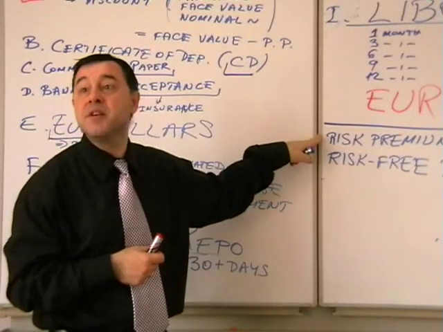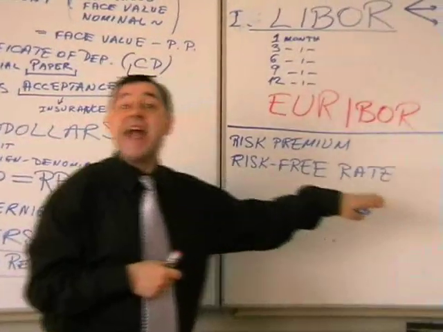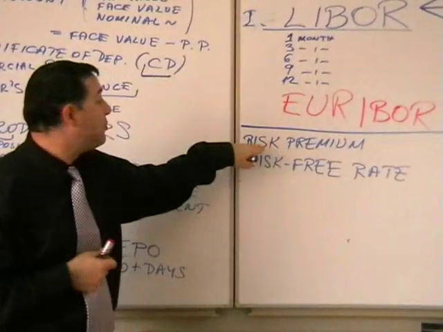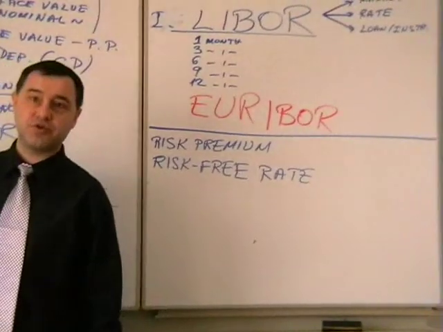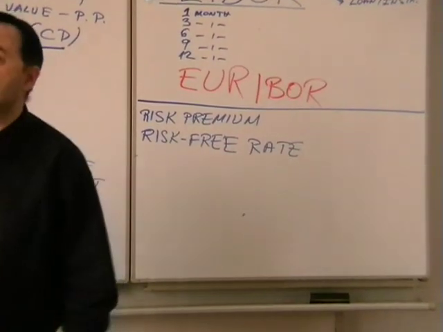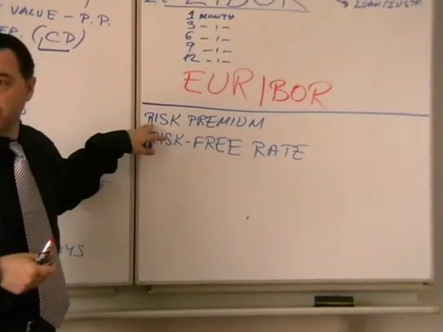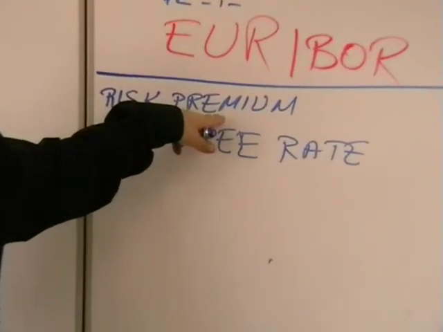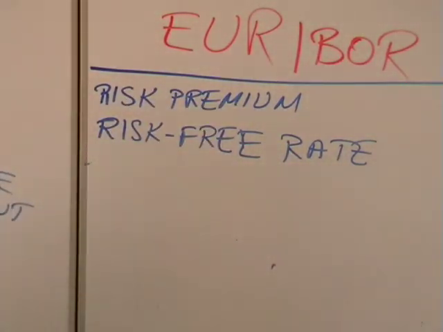So the risk premium is the additional interest rate added on top of the risk-free interest rate to compensate for the risk of a particular instrument. There is a general relationship coming from portfolio theory: the higher the risk of an instrument, the higher the risk premium. Is this fairly straightforward? All right, we still have plenty of time.